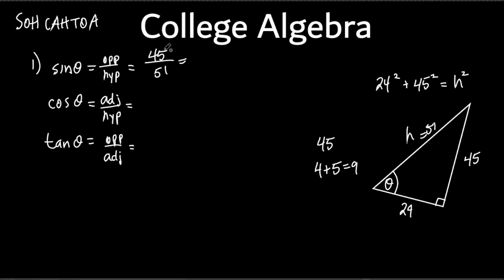All right, so 3 does go into 45. How many times does 3 go into 45? 15. All right. Does 3 go into 51? 51 seems like a weird number. It almost seems like a prime number, doesn't it? Because I don't have a multiplication table where 51 is my answer, do I?